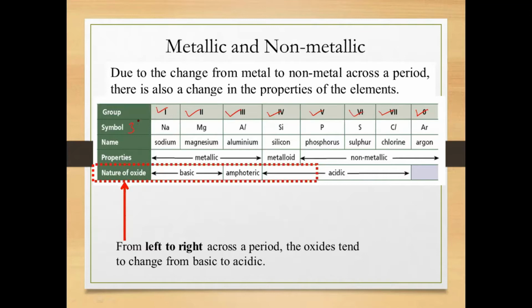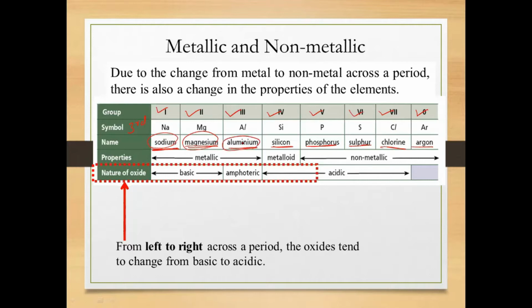That means you are moving across the period. Across the period means you are moving along the period. For example, here we have period number 3. The third period contains sodium, magnesium, aluminum, silicon, phosphorus, sulfur, chlorine, and argon. These are the 8 elements of the third period. You can see over here the first member of the third period is sodium, then magnesium, aluminum, silicon, phosphorus, sulfur, chlorine, and argon.